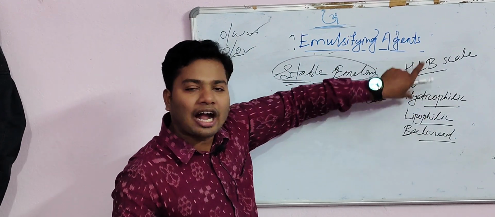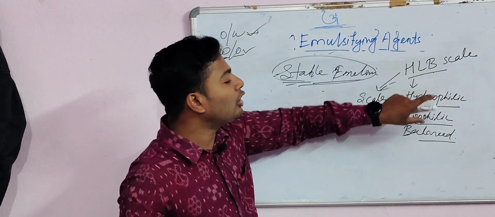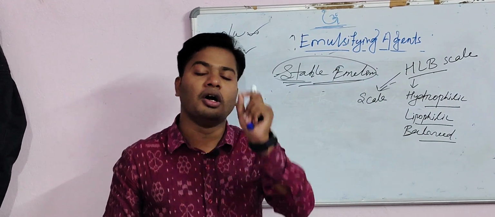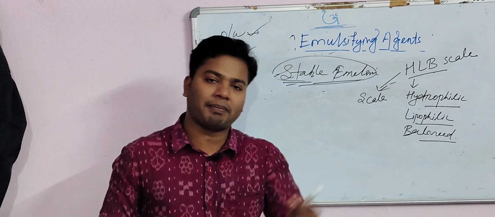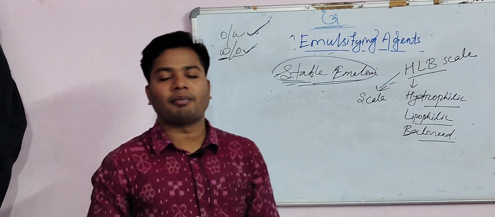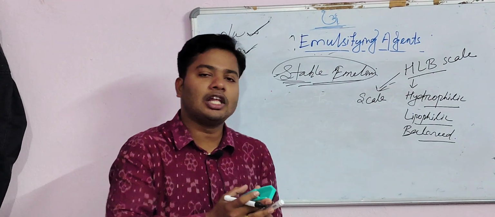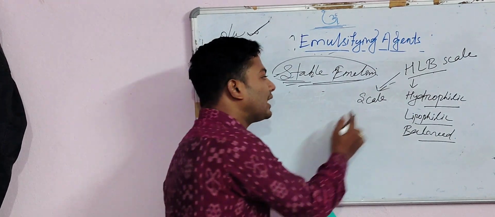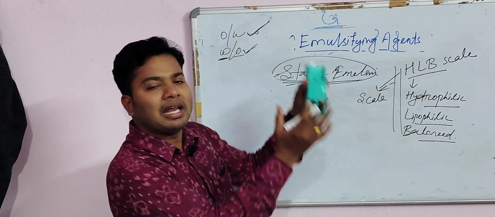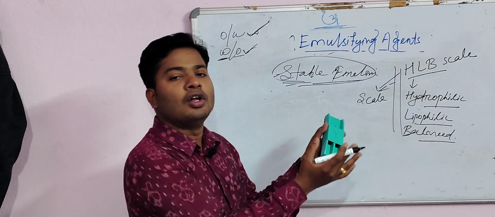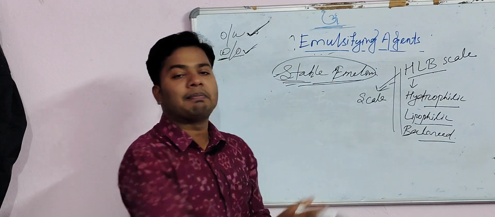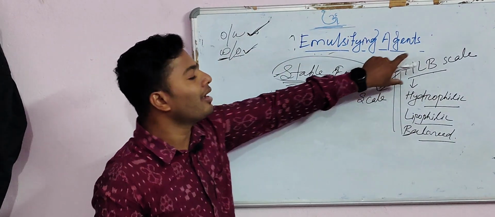According to that scale, you have to choose the best emulsifying agent, the particular type of emulsifying agent, for the preparation of a particular O/W type of emulsion or W/O type of emulsion. So definitely your problem has been solved by using the HLB scale. Since multiple emulsifying agents are there, how to choose which one is the best emulsifying agent for the preparation of a particular type of emulsion? Clear? According to the HLB scale.